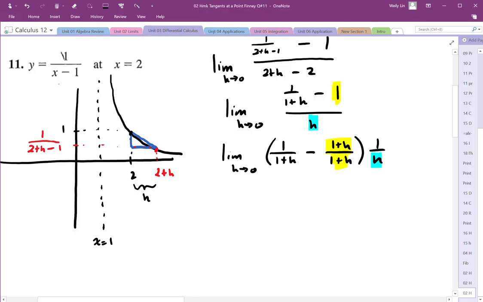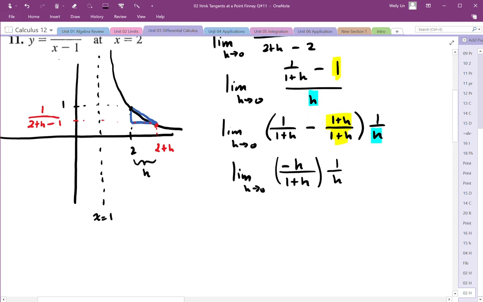Okay, so at this point, I'm going to continue. And I can see that if I add this together or subtract it, the 1's cancel out. Be careful because this is minus 1 minus plus h. So it's going to be minus h in the numerator. And we have a common denominator of h plus 1. And then we're going to divide by h. Those h's cancel out.